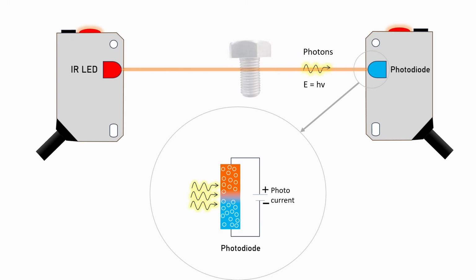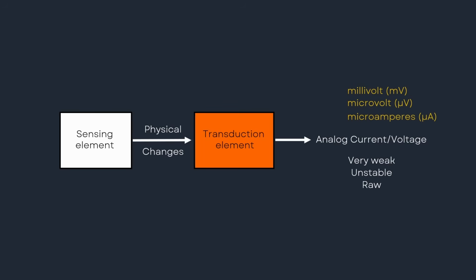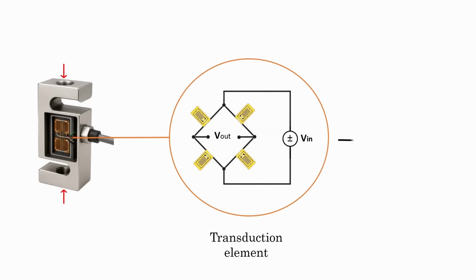So when an object comes in front of the beam or blocks the light, the received light and therefore the photocurrent drops suddenly. That sudden voltage change is what makes the sensor detect the object. But the problem is the analog signals coming from the sensor's transduction element are often very weak, unstable, and raw. They are usually in the millivolt or even microvolt range, and the current can be as low as a few microamperes. For example, a load cell gives around 1 to 30 millivolts of raw output.